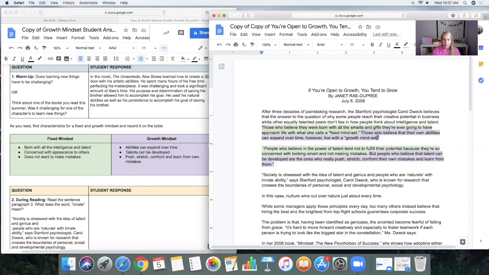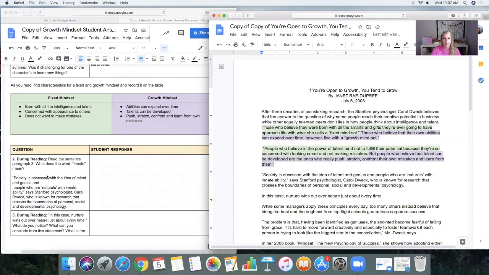So as we can see from these three paragraphs, we have two ways of thinking. We have a fixed mindset, and the fixed mindset believes that what you are born with, your intelligence and your talent, cannot be changed. You get what you get. A growth mindset is the opposite, where that mindset believes that talents can be developed and abilities can be expanded over time. So let's go to our next question.